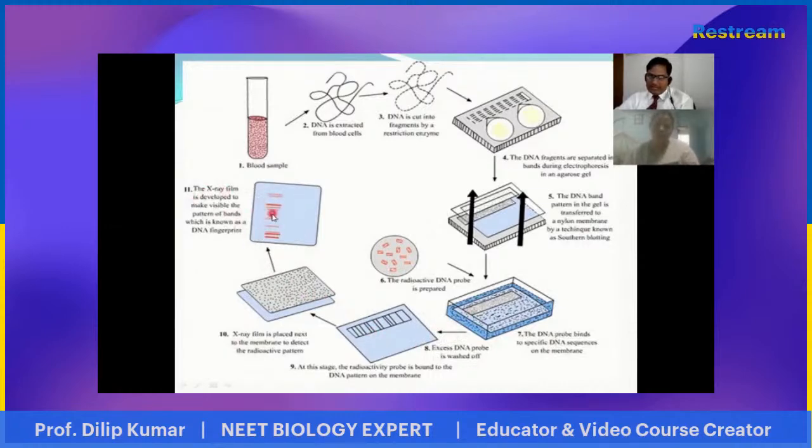If you see the 11th number, the 11th number of the step, then here the matching is found like this one.